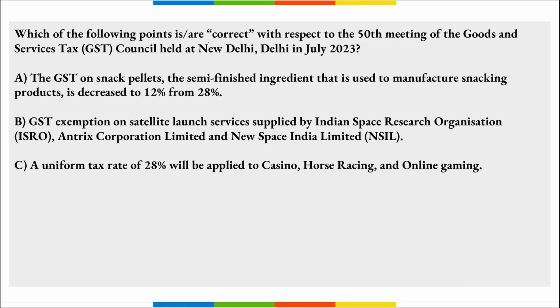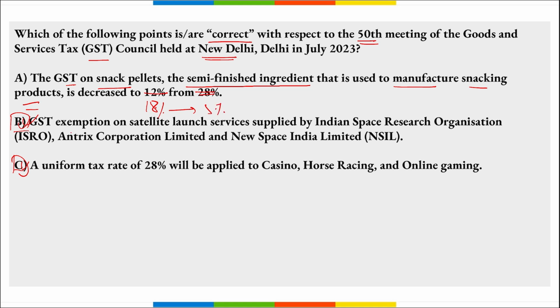Next, which among the following are correct with respect to the 50th meeting of the GST Council that was held in New Delhi? If we look at the options A, B, C, only options B and C are correctly mentioned here. If we look at option A, GST on snack pellets, the semi-finished ingredient used in the manufacturing of snacking products, has been decreased from 12 to 28%. No, it has been decreased from 18% to 5%.